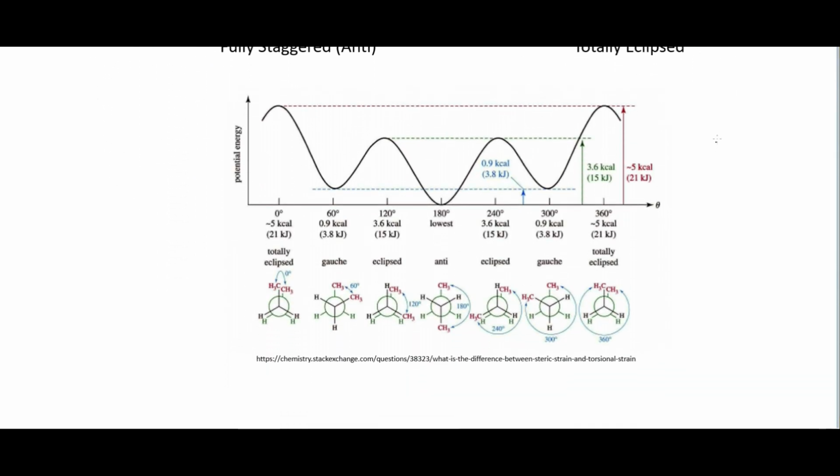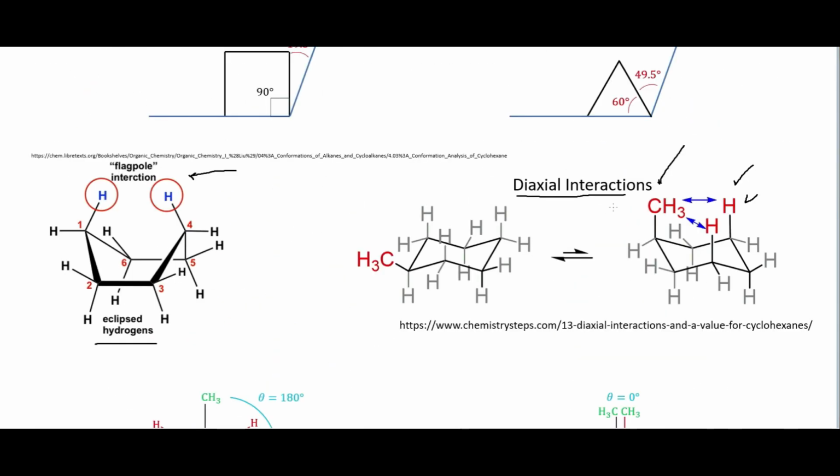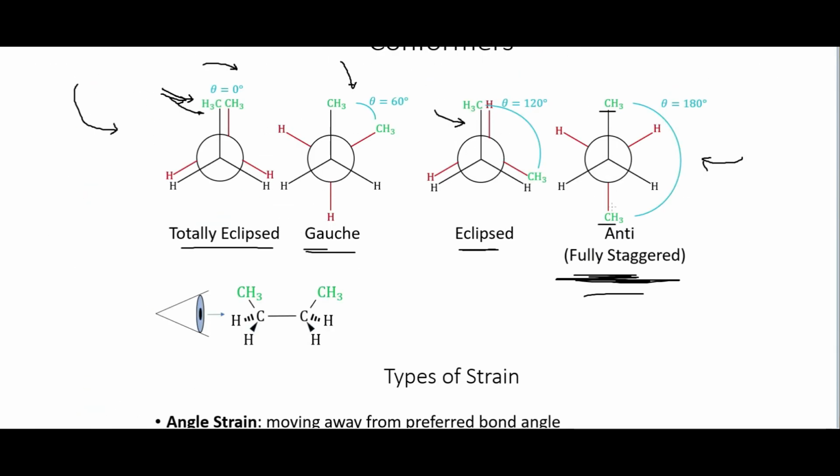So yeah, we get a plot of the energy that looks like this, where the anti is the lowest energy. These totally eclipsed are the highest energy. And so molecules always want to get to the lowest energy possible. And so that's why it's going to mostly be in the anti or fully staggered conformation, or I guess rotamer in this case here.